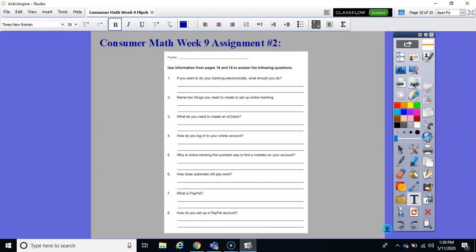So your second assignment is to answer questions about the online banking and shopping over those just couple of notes that we just talked about. Yep, and that's all coming from there, so you don't have to refer back to other weeks of notes.